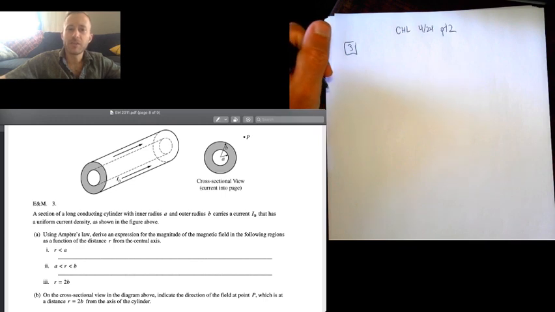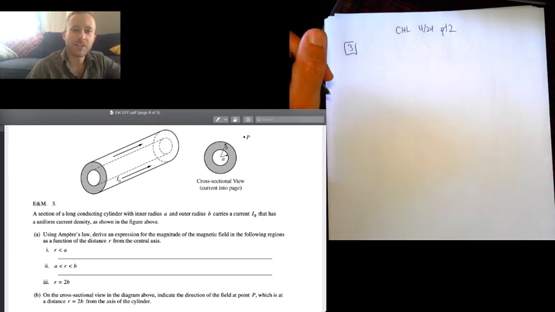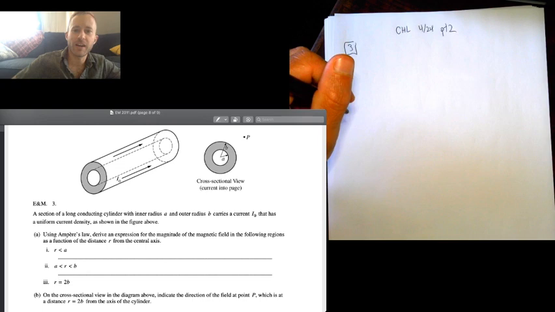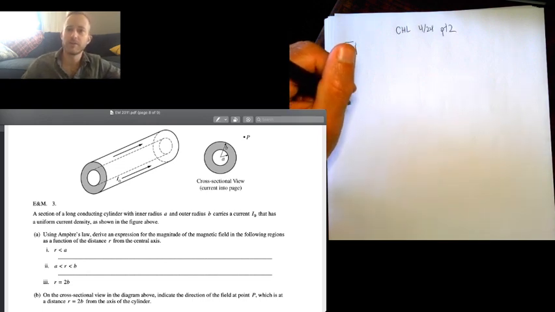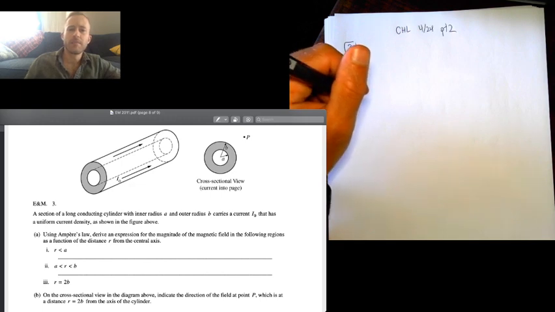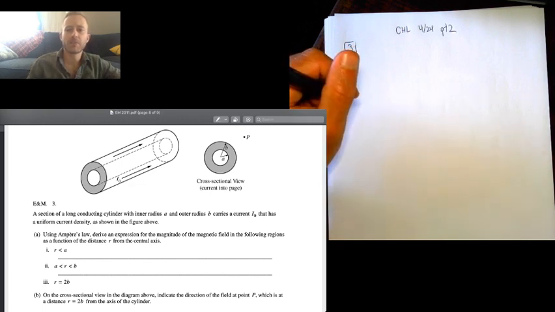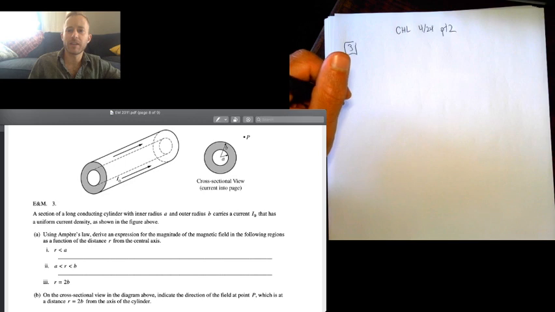A section of a long conducting cylinder with the inner radius A and outer radius B carries a current I naught that has uniform current density as shown in the figure above. Using Ampere's law, derive an expression for the magnitude of the magnetic field in the following regions.